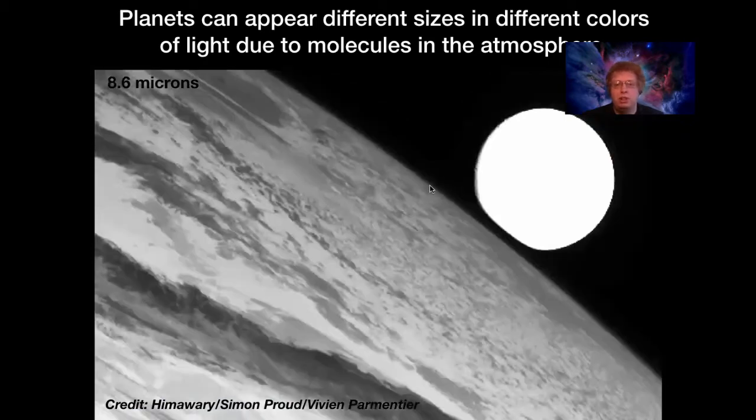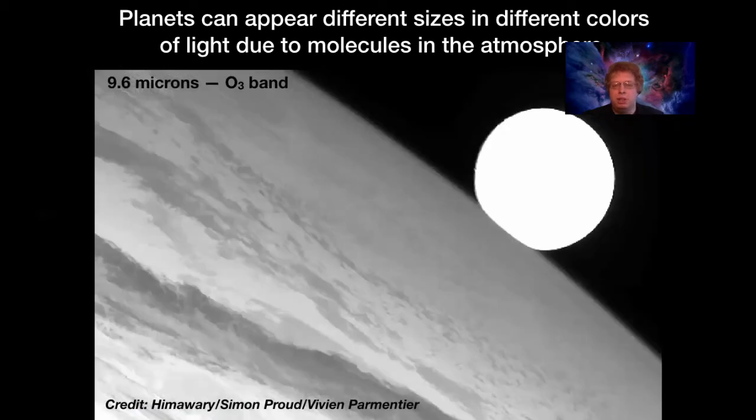Here is an image where we don't have any atmospheric absorption. Our planet appears smaller because we don't see the atmosphere at all. But when we look at a color where the atmosphere is opaque because there's a molecular transition, our planet appears bigger. And if our planet appears bigger here, when it goes in front of its star, it will block more light very slightly and cause the transit to be very slightly deeper.